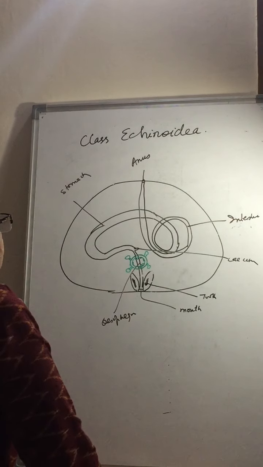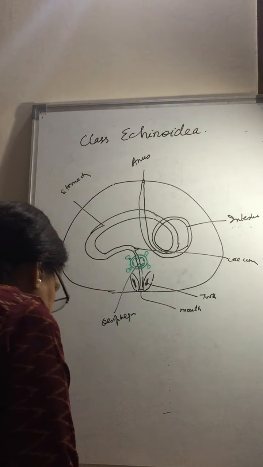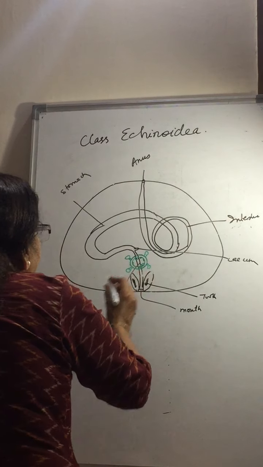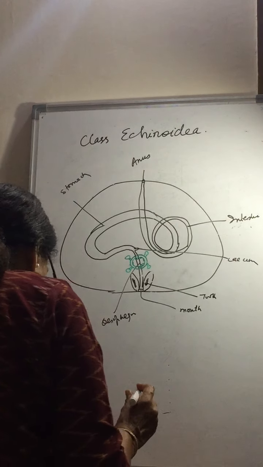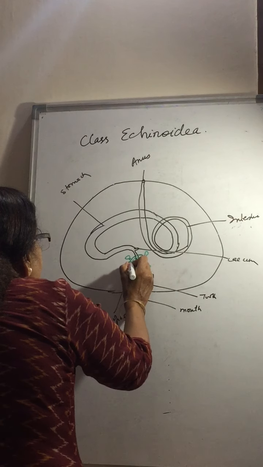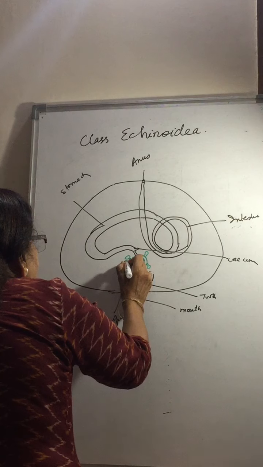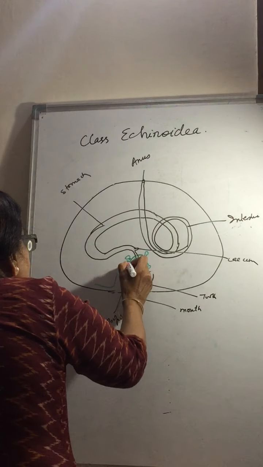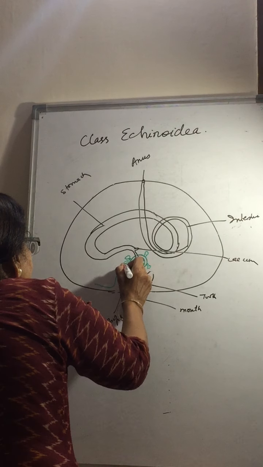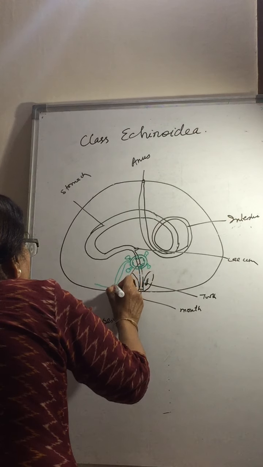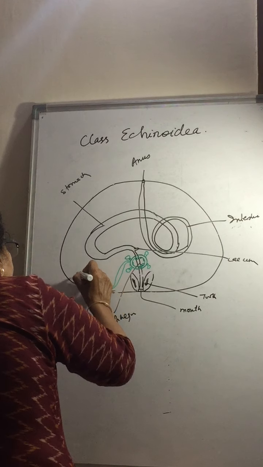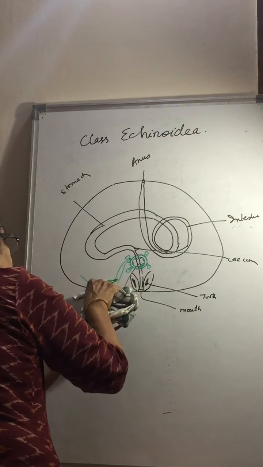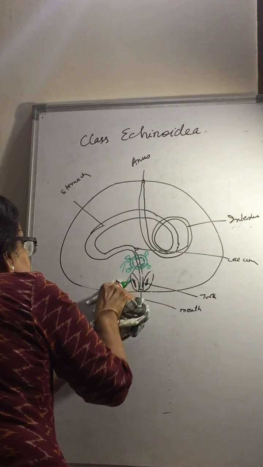These Tiedemann's bodies are also there, and the radial nerve now comes out. The radial nerve comes out and goes into each of the 5 ambulacral areas. So this radial nerve goes into the 5 ambulacral areas.